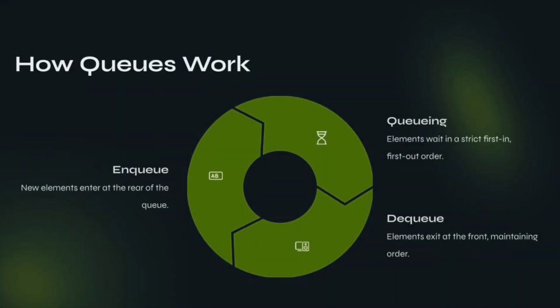And why not from the middle? Because queues are not built for random access like arrays. They are designed for fair processing, not speed or indexing.